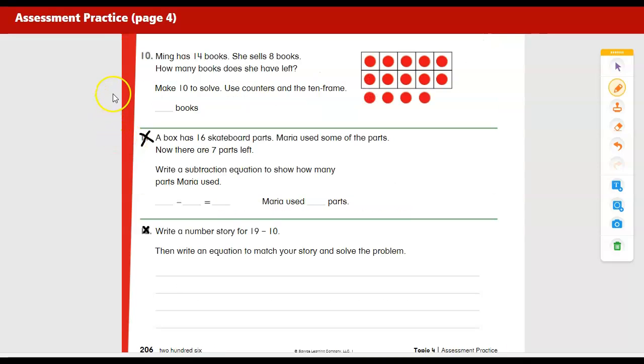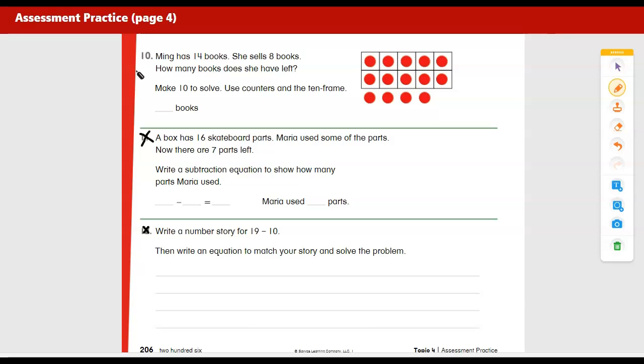And on the last page, we will be doing number 10, but not 11 and 12. And again, if you would like to do the problems we're crossing out at home for extra practice, you can, but you do not have to. So number 10 says, Ming has 14 books. She sells 8 books. How many books does she have left? Make 10 to solve. Use counters and the 10 frame.